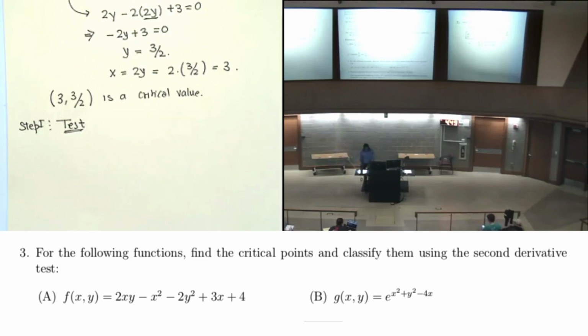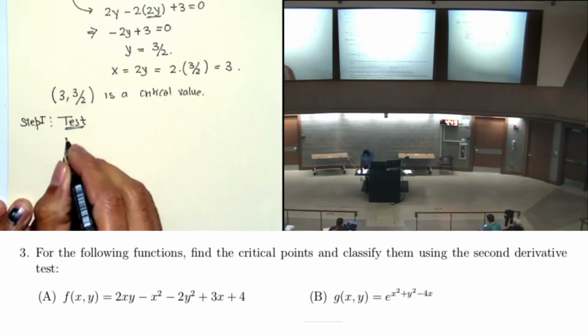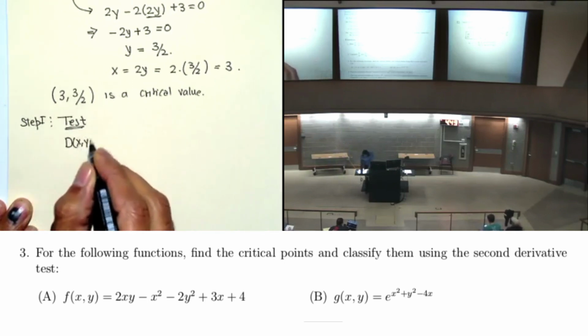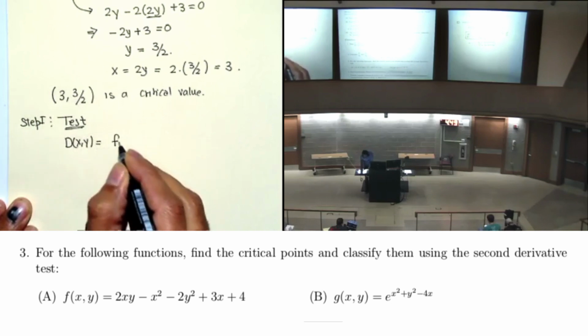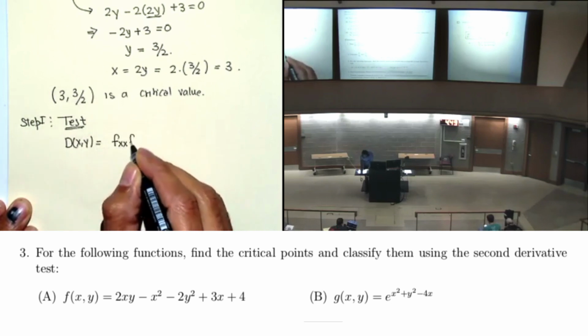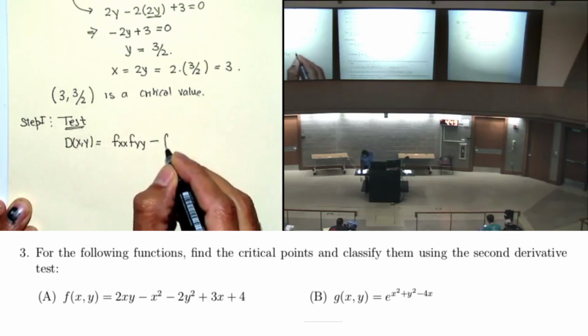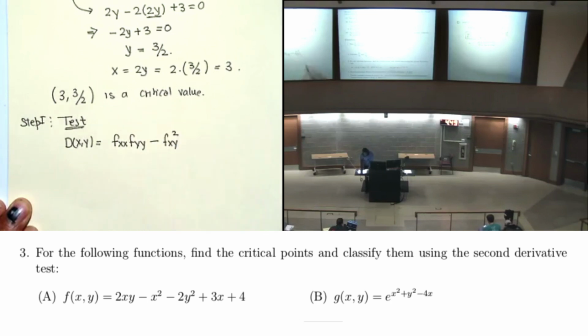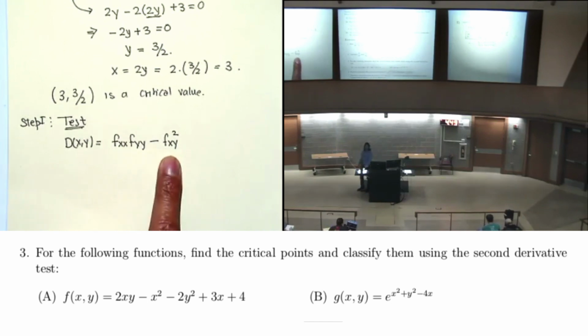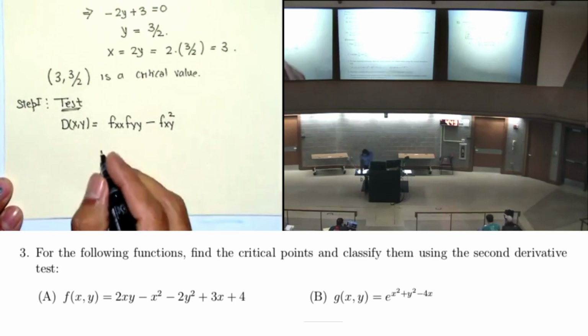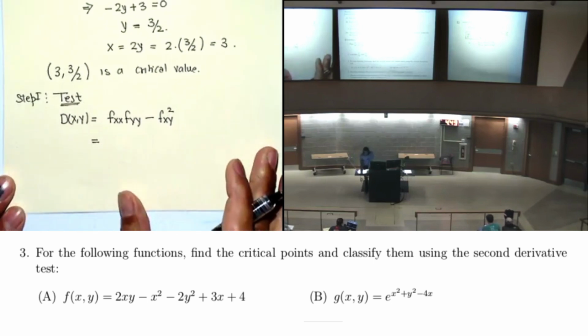The second derivative test is where you compute this Hessian determinant, which is denoted by D(x, y), which you have to remember. The definition of this is f_xx times f_yy minus f_xy squared. Again, f_xx is the partial derivative of f with respect to x twice, f_yy is the partial derivative of f with respect to y twice, minus the partial derivative with respect to x then y, squared. So let's see what these terms are in our function.